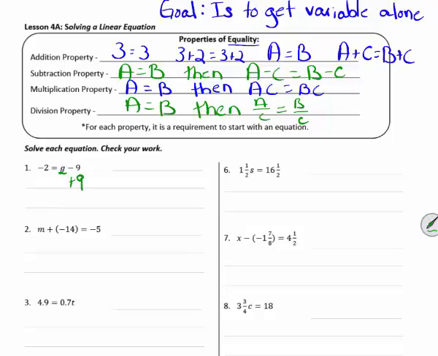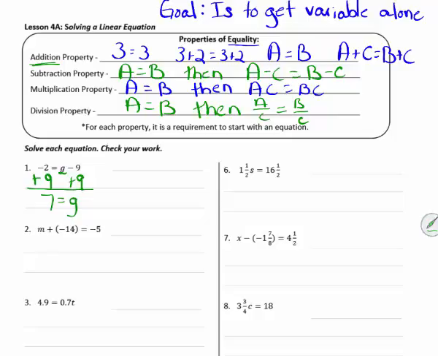Well, if this is equal, I have to keep it equal, right? I have to do this addition property. So I have to add 9 to both sides. Everything has to stay balanced. Excuse me. Negative 2 plus 9 is going to give me 7. So I'm saying 7 is equal to G.